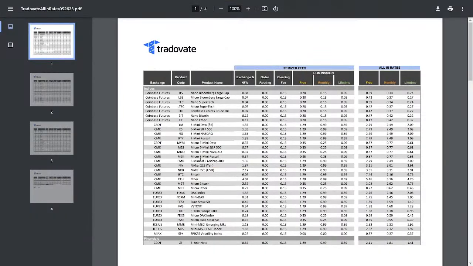So here you can see all the different products. These are their all-in rates similar to the NinjaTrader platform. And again, if you're interested in trading the NQ NASDAQ, you can see that right here, it lists out the individual fees, commissions, and then your all-in round trip fees.